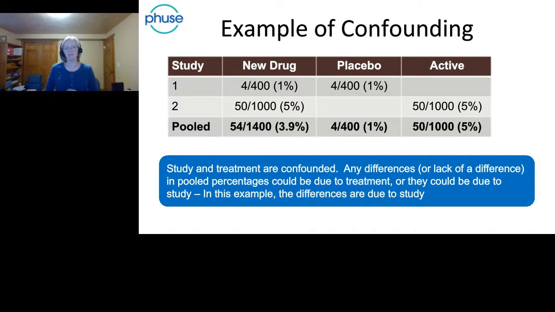Right. But when you crudely pool the data, it gives the appearance that placebo's lowest, then your new drug, and then active control's the worst. Active control has the worst incidence for this particular event. And that is misleading, because the individual study results show equality. When you crudely pool the data, it provides a completely misleading result. So those differences are due to study, not treatment. And that's what confounding is.